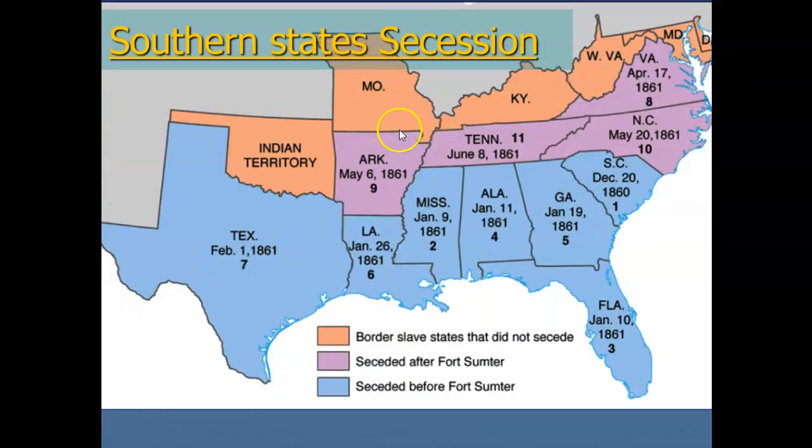If we look here, we can see the pattern by which the states had seceded. You can see their numbers underneath, with South Carolina being the first and Texas being the last. Now there is a very short video that I'm going to share afterwards, so I'd like you to watch that. It basically sets up the whole premise of how the southern states seceded and how that led to Civil War.